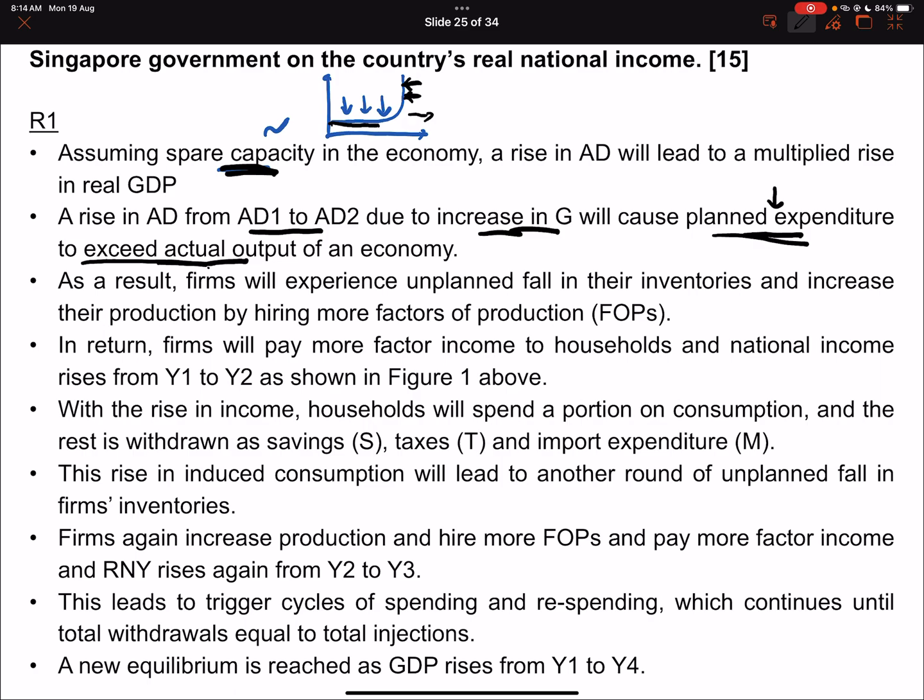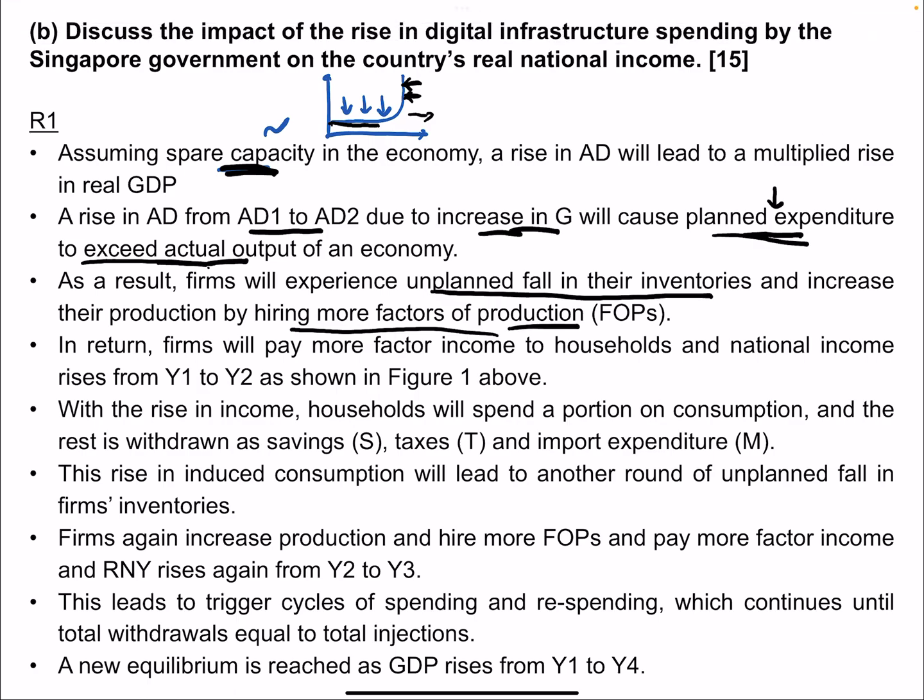So firms will experience an unplanned fall in their inventories, right? So again, their warehouses run out, and so they'll increase production by hiring more factors of production. So what does this mean? So Harvey Norman will then go and call up their factories in Singapore and say, hey, can you please produce more stuff, right? Because my warehouses are running low, I need to stock up my warehouses. So then the factories will hire more workers or factors of production, right? So in return, those factories will pay more factor income to households.